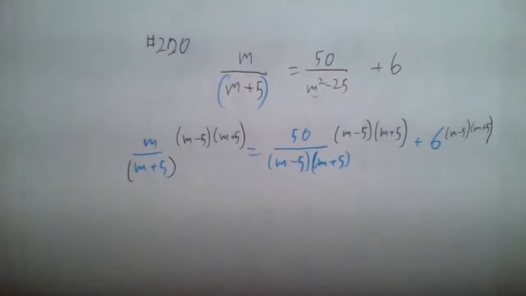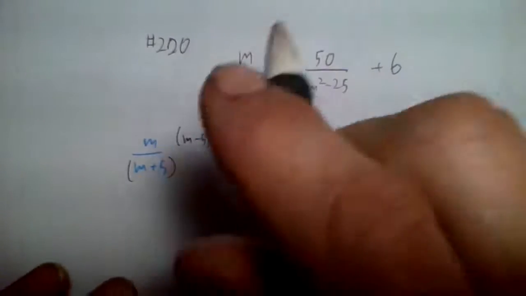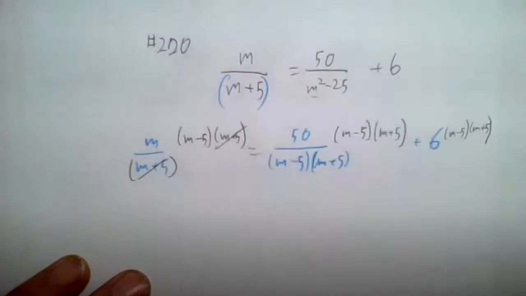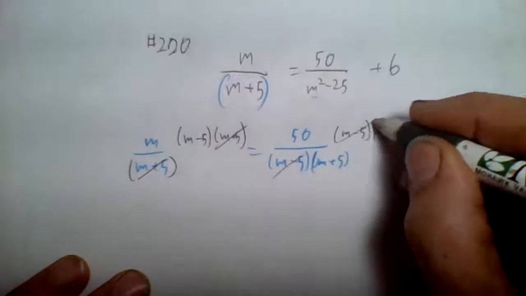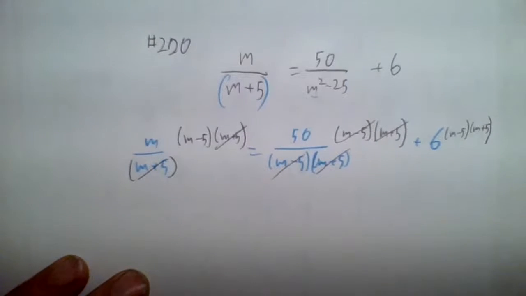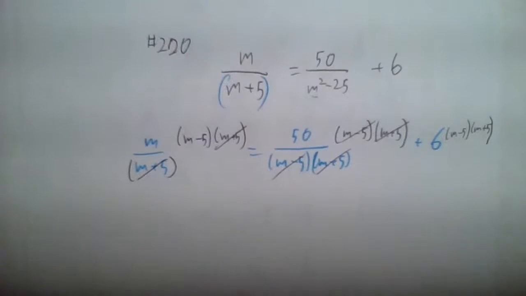So it looks like a really great big long equation now, but this is where it's going to get simpler, because now we get rid of the denominators. So the m plus 5 cancels here. Both of those factors cancel here from the top and bottom, and nothing cancels over here because that's just 6 times a bunch of stuff. But that got a lot simpler. Let's write down what we got left.